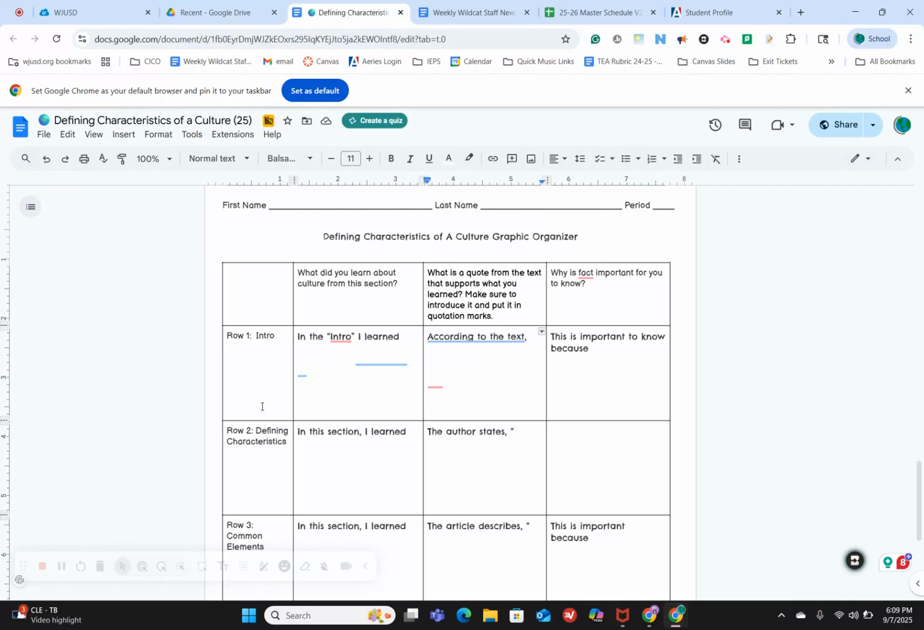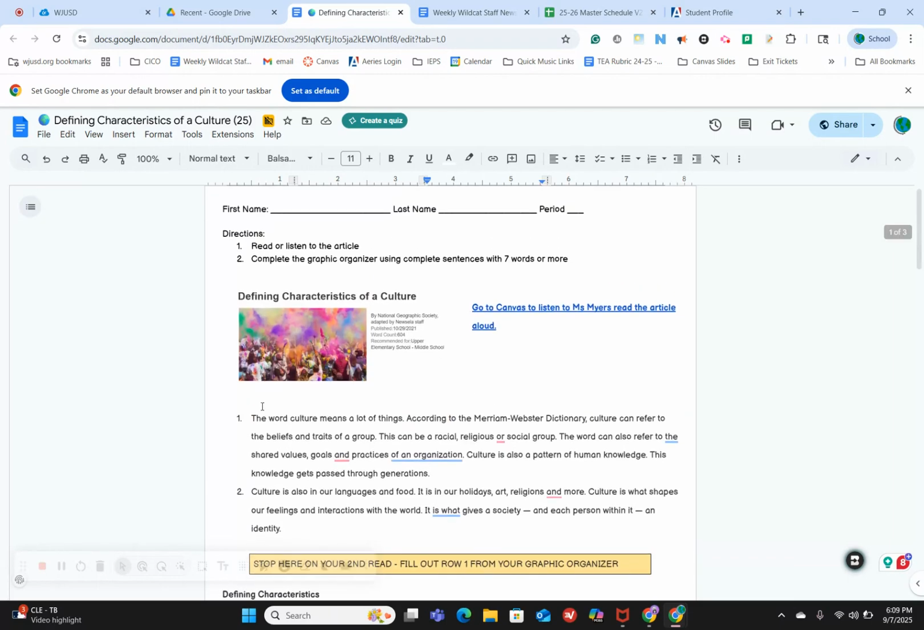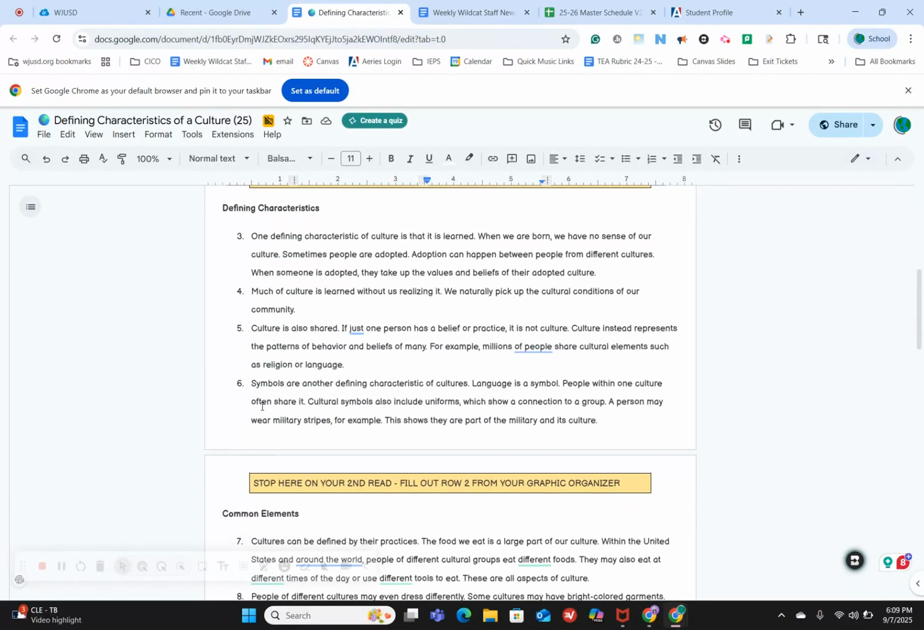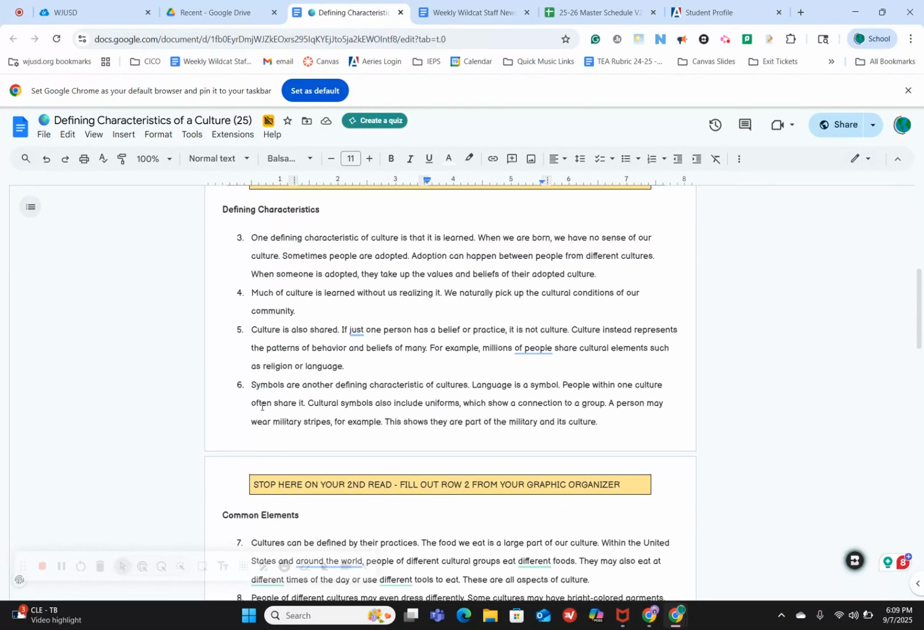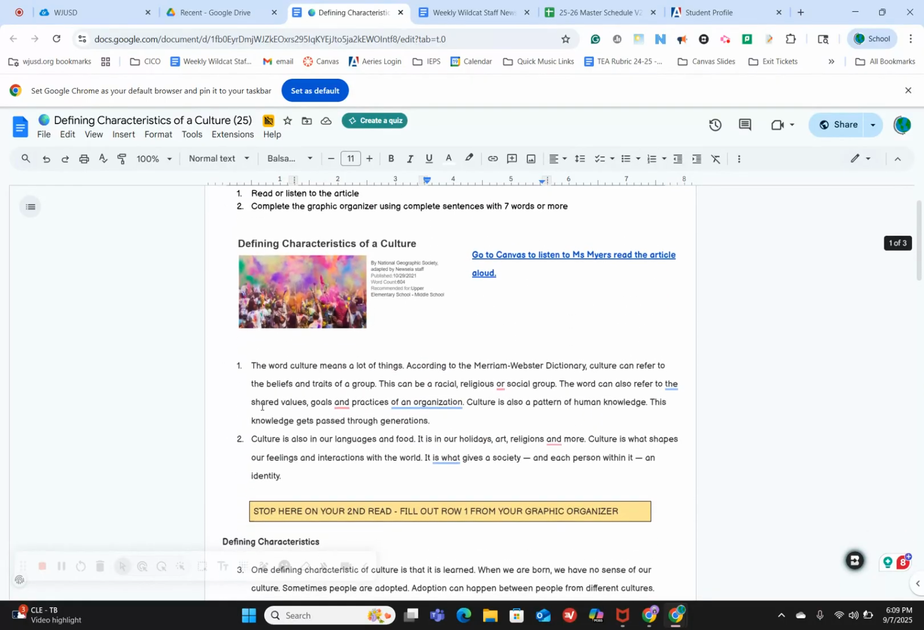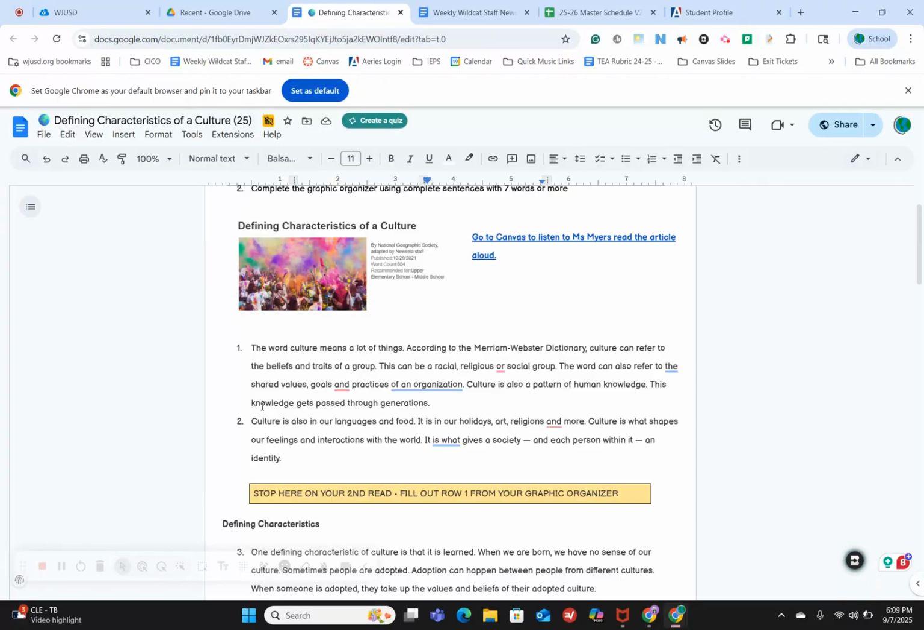For each of those, you have the different sections of the text. If I scroll back up, you can see that's the first section, the intro, and then defining characteristics, that's row 2. Common elements, row 3, each of them is sectioned off. So you're going to go back through and look at each of those sections one at a time, and decide what is something that you learned from that section. A good rule of thumb, if you're not sure, is to look at those 2 sentences that you just underlined.